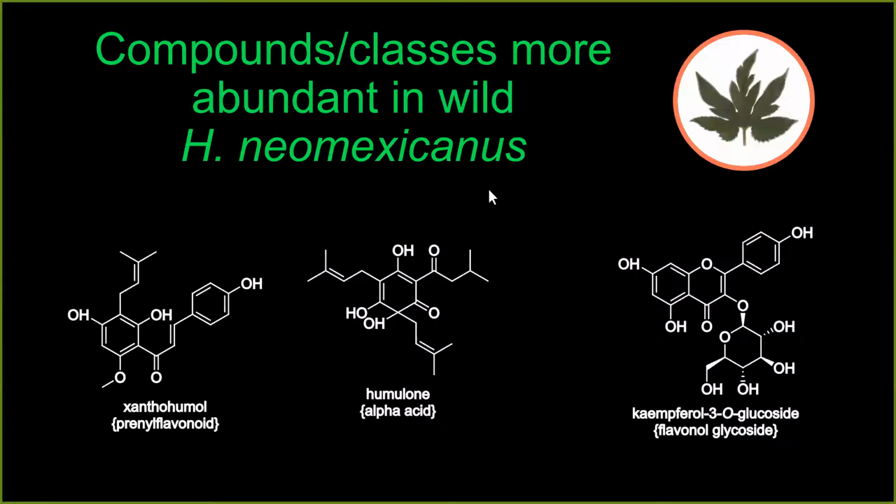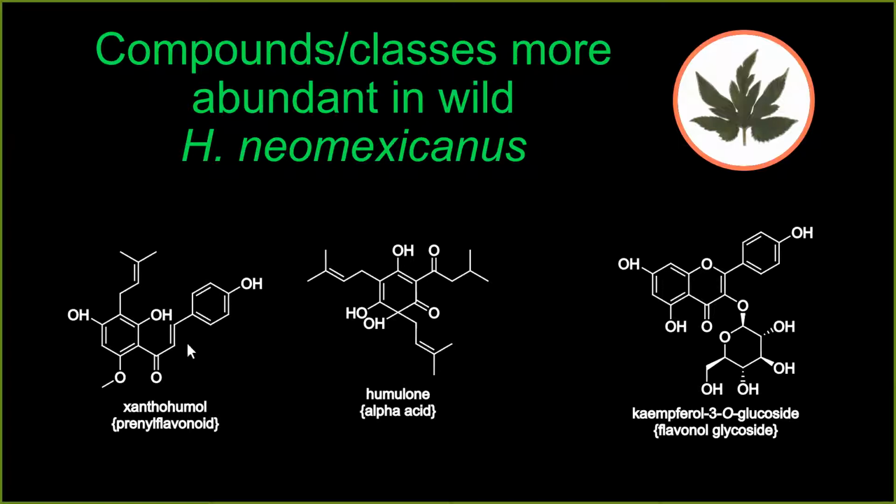Another finding from our study was that there are certain classes of compounds that were more abundant in our wild hop leaves relative to the cultivars. So here are just the representatives of these compound classes. So we have the prenylflavonoids, which include potent anti-cancer and estrogenic compounds. We have the alpha acids, which, as I mentioned before, are the primary bittering agents, and the flavonol glycosides, which have antioxidant properties.